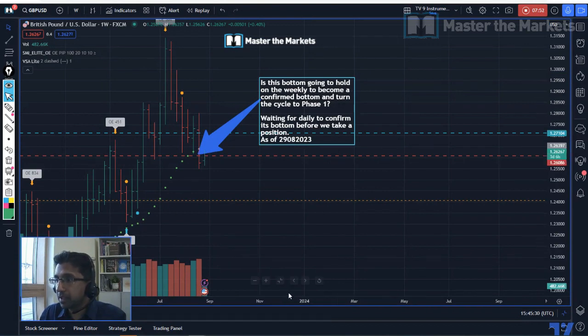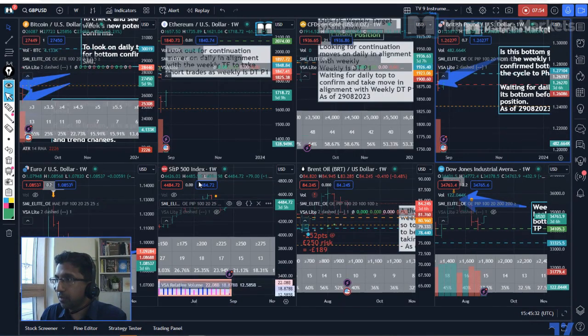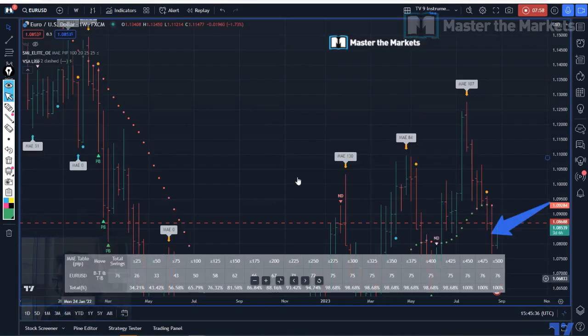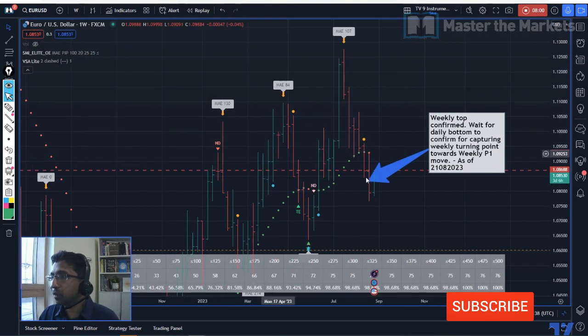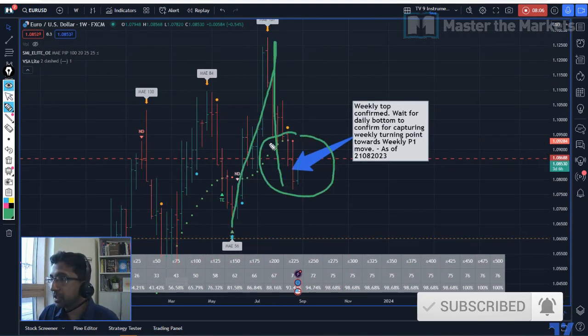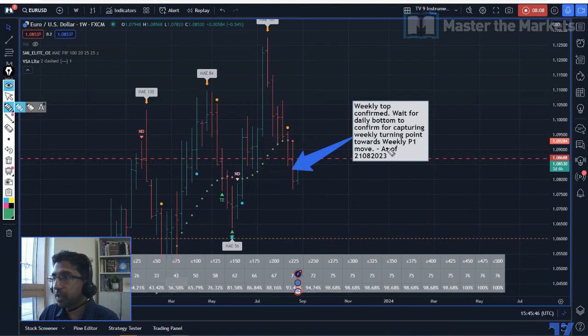I'll do that, traders. I'll leave it there and then we will carry on swiftly to the next one, EURUSD here. So EURUSD, what I'm taking a look at, okay, again, right? If you take a look, that is an uptrend phase 2, isn't it? Yeah, that's what we're looking at. Weekly top confirmed as I've written here. Wait for daily bottom confirm for capturing weekly turning point towards weekly phase 1 move.